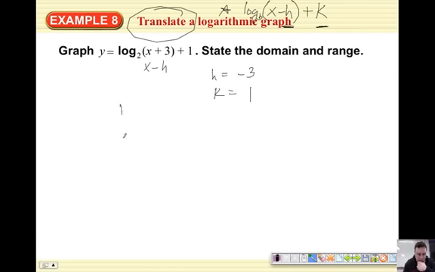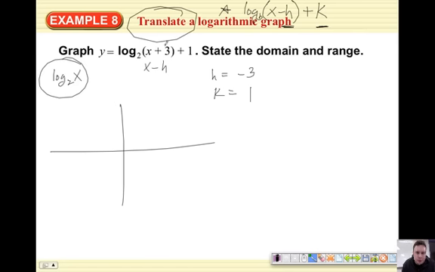Now, let's graph this. What if h and k weren't here? It would be log base 2 of x, right? Let's draw a quick graph. Watch how this works. Draw a quick graph of this without h and k. What would that look like? It would look something like this, right? Rough sketch. How did it move?